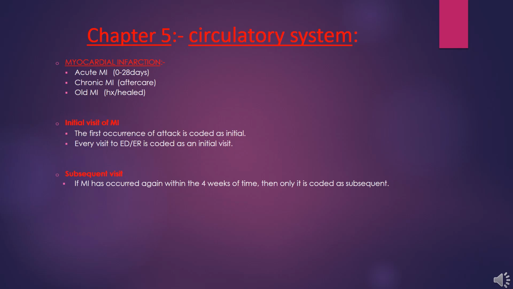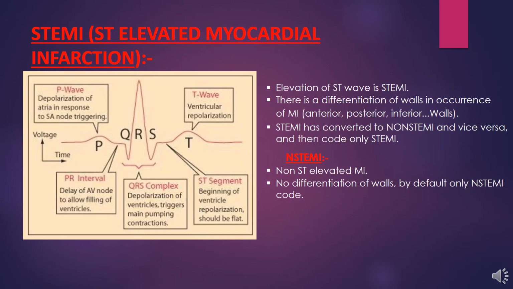Chapter 5, circulatory system. Myocardial infarction: acute MI is I21, within 4 weeks. After 4 weeks it is chronic MI, aftercare, or old MI, I25.2. The initial visit of MI: the first occurrence of the attack is coded as initial, and every visit to the ER is coded as an initial visit. Subsequent visit: if MI has occurred again within 4 weeks of time, then only it is coded as subsequent.